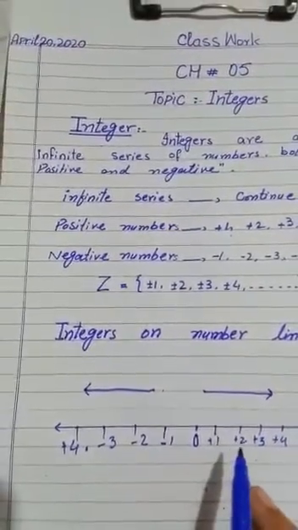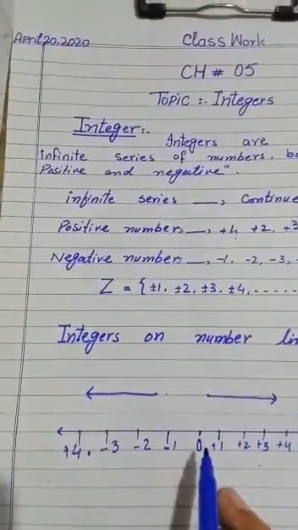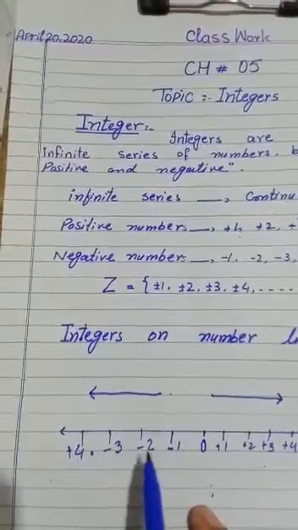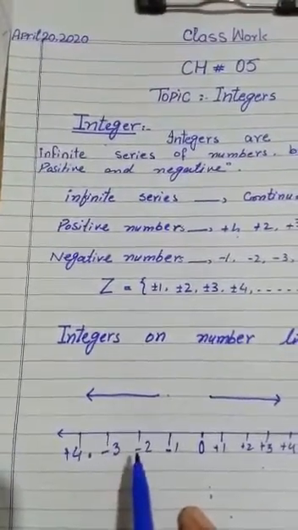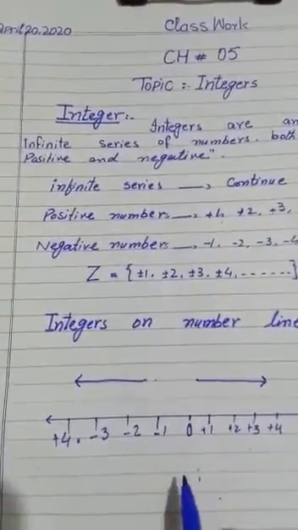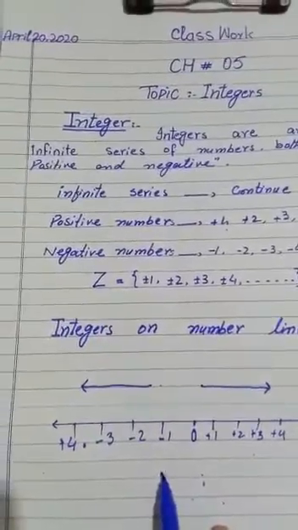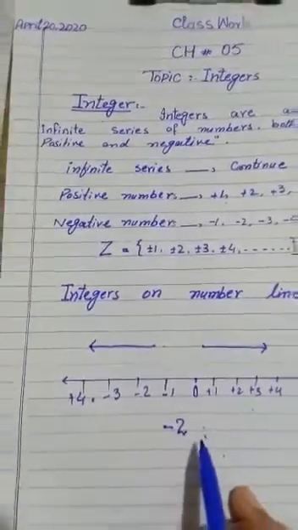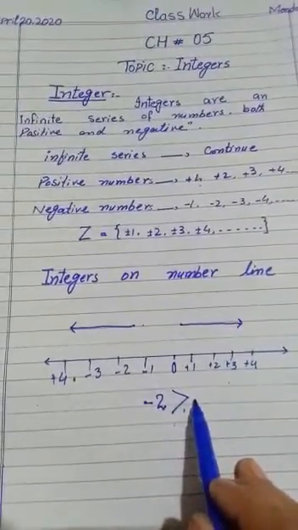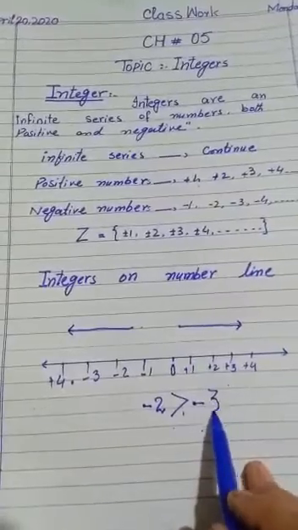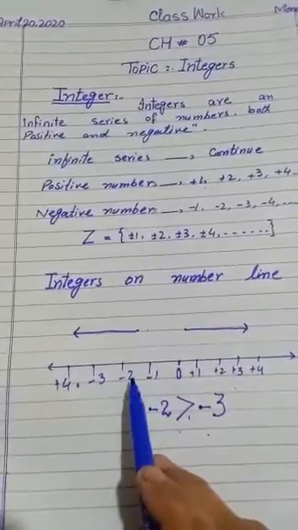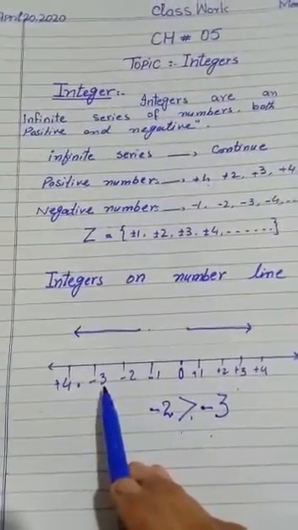When we move towards 0 from the left side, we decrease the number, but with the negative sign the value of the number increases. It means -2 is greater than -3, because first comes -2 and after that -3 comes.